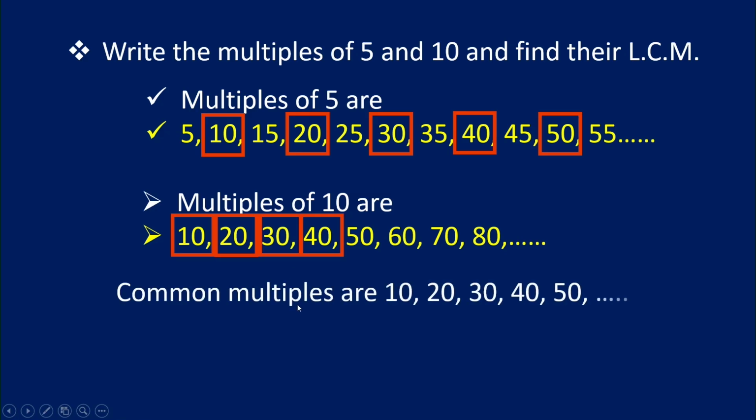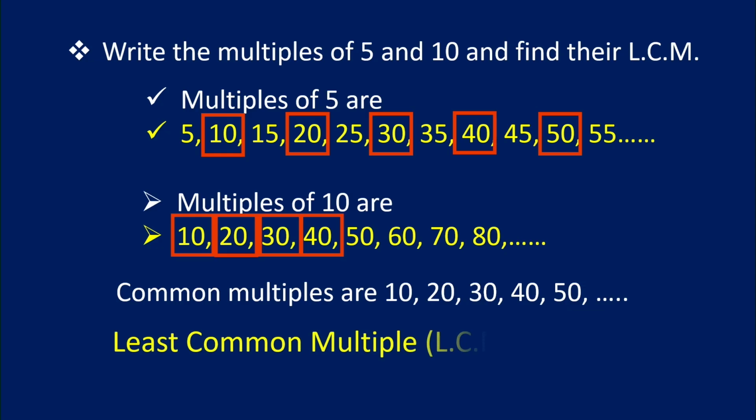Common multiples we need to write here and then write the LCM. What is the LCM here? What is the least common multiple here? Yeah, least common multiple is 10. Let us look at another example here.